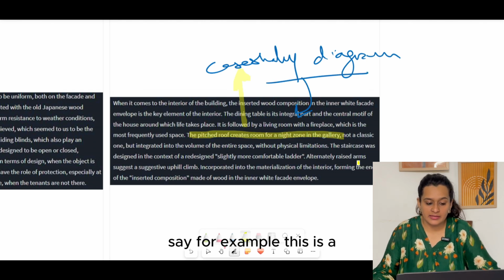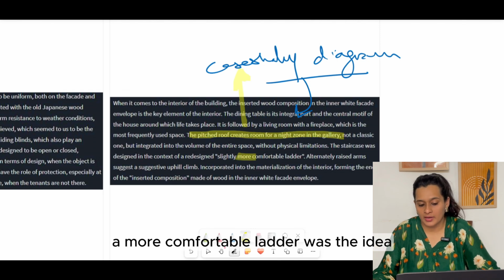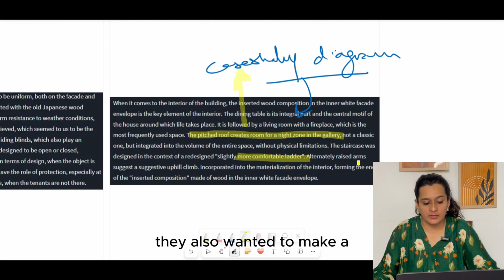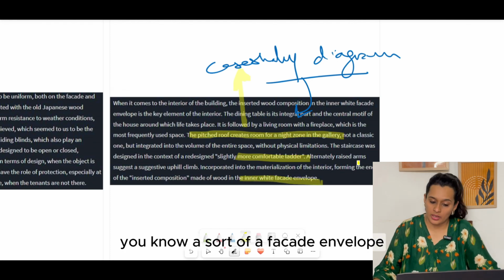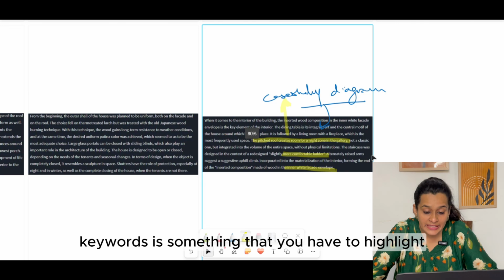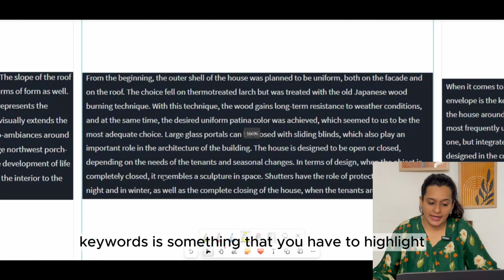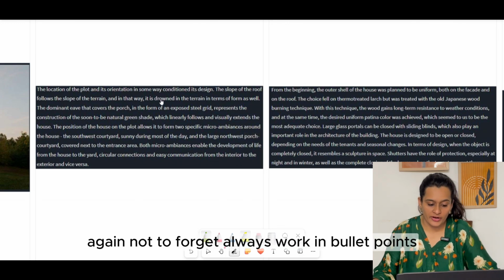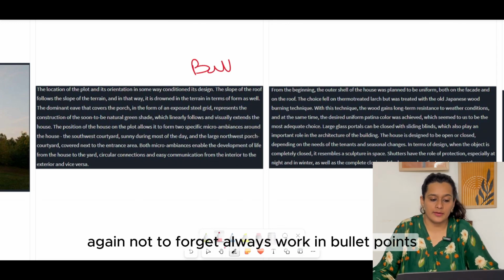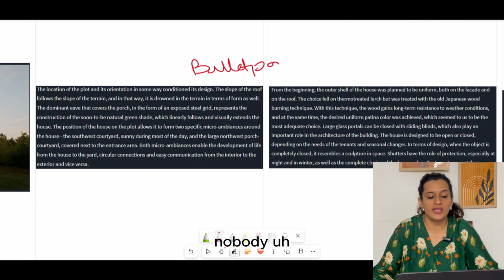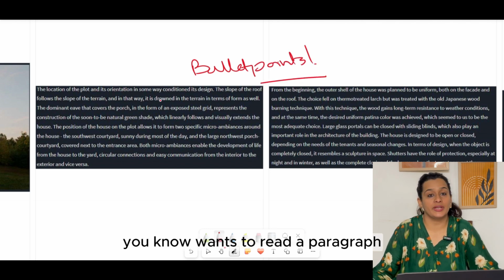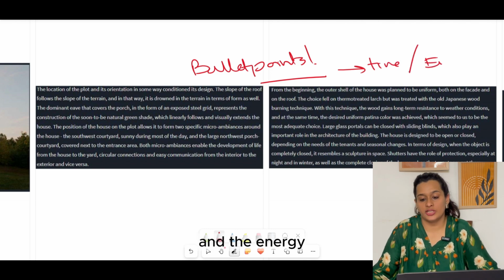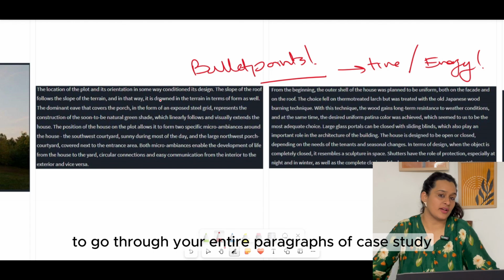Say for example, a more comfortable ladder was the idea when they wanted to add a ladder. They also wanted to make a sort of facade envelope. All these keywords are something that you have to highlight here. Read this and add pointers. Again, not to forget, always work in bullet points. Nobody wants to read a paragraph. Nobody has the time and the energy to go through your entire paragraphs of case study.